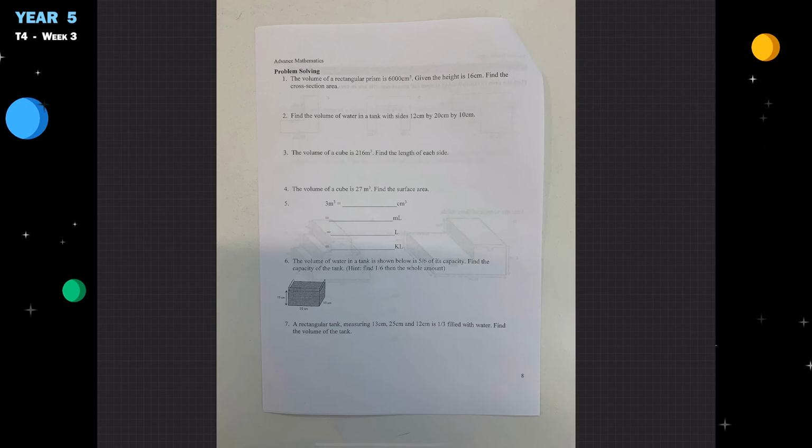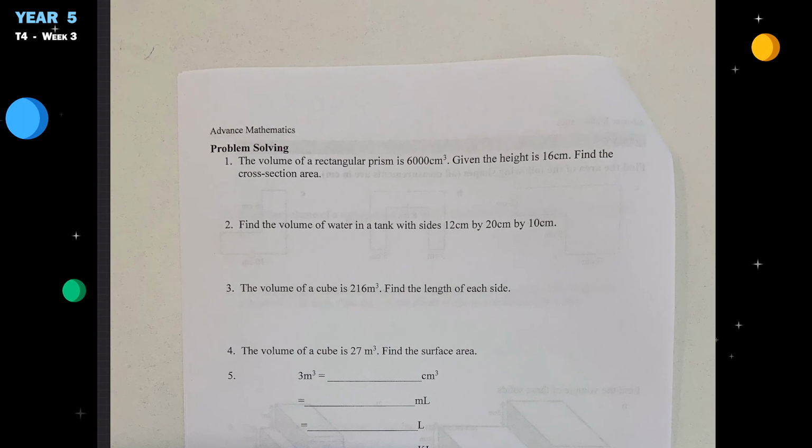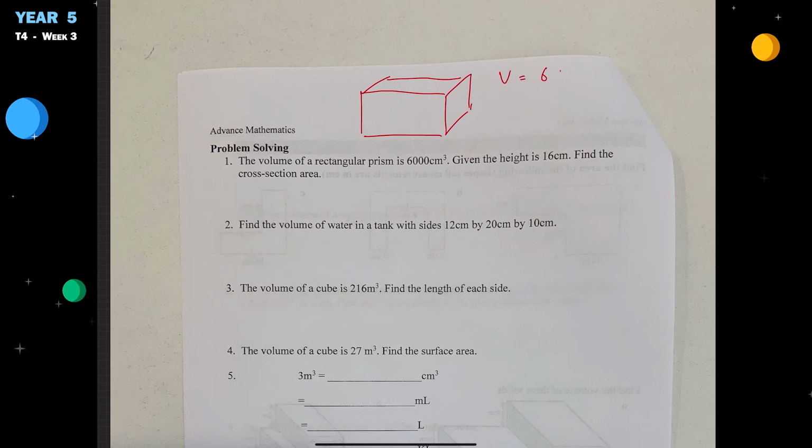Alright, now, next question says, the volume of a rectangular prism is 6,000 centimeters cubed. So imagine you have a rectangular prism, which looks like this, roughly. Given that the height is 16 centimeters, so the height here is 16 centimeters. Okay, find the cross-section area.